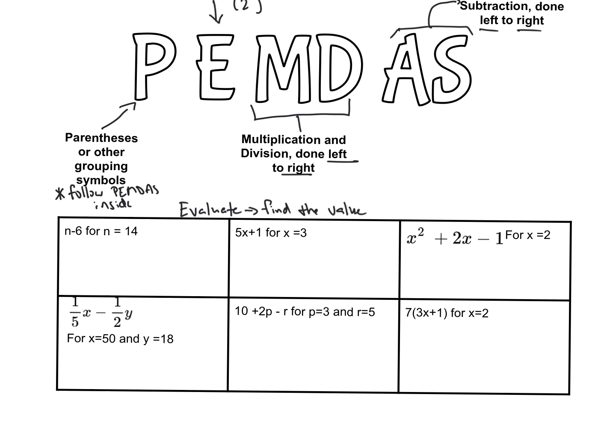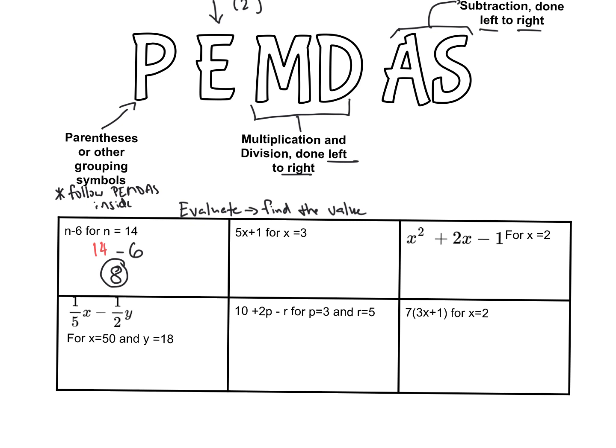All right, so we are going to start with our first example, n minus 6. Since n is 14, what we're going to do is take this initial expression and substitute in what we know. So in this case, we know that 14 is equal to n. That means I'm going to take the n out and substitute in what n is equal to, which is 14. And now I do 14 minus 6, so my value of this expression is 8.